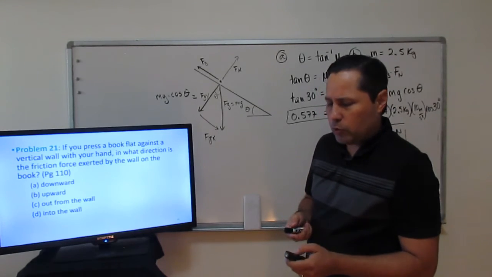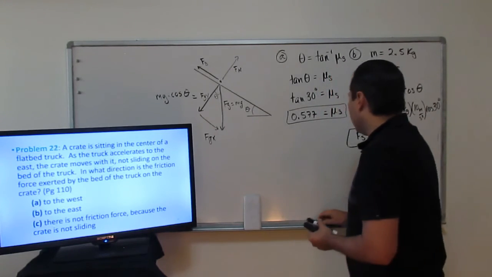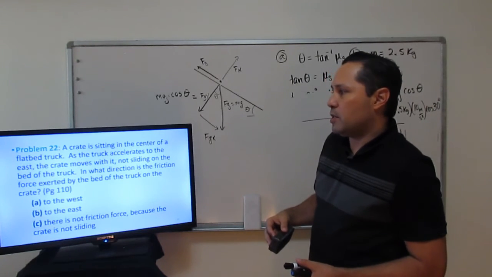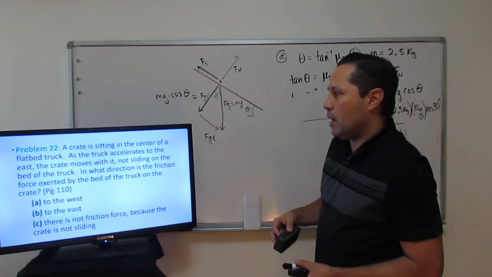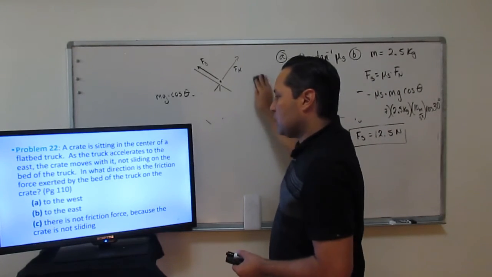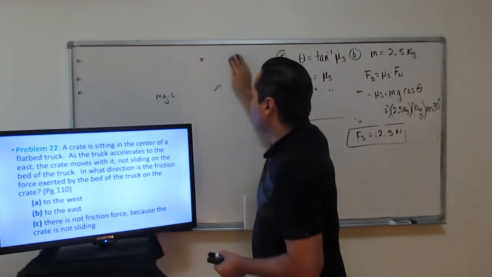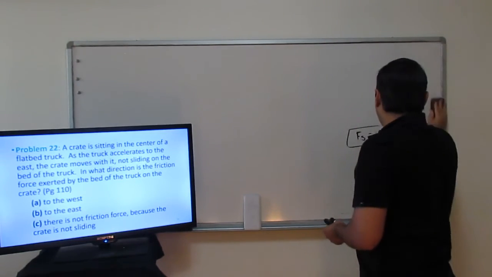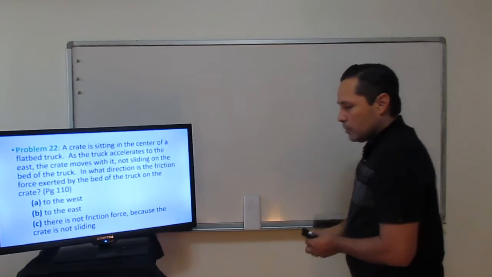Alright, let's go ahead and move on to our next problem, number 22. Problem number 22 says that a crate is sitting in the center of a flatbed truck. As the truck accelerates to the east, the crate moves with it, not sliding on the bed of the truck. Let's do a quick diagram of that.